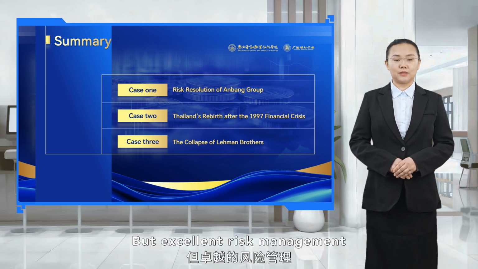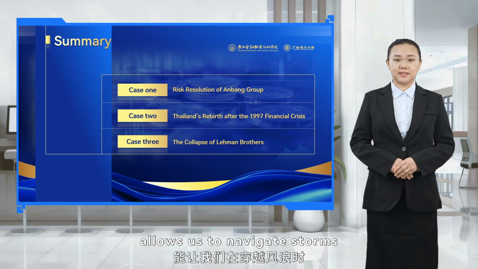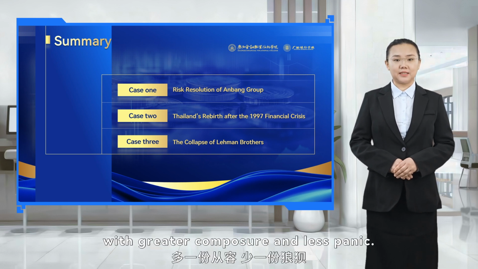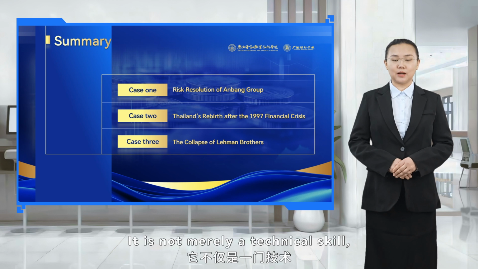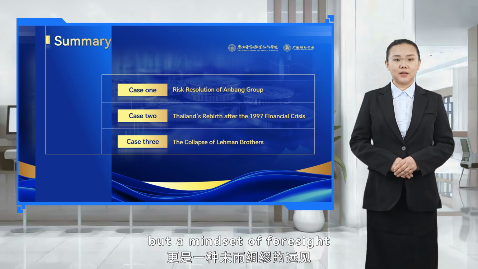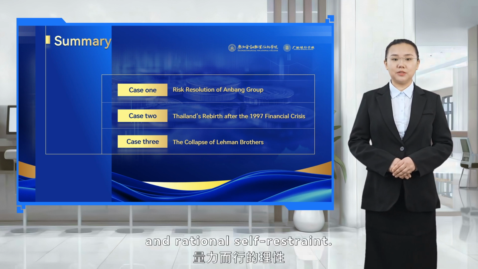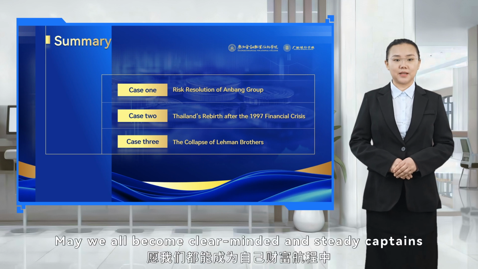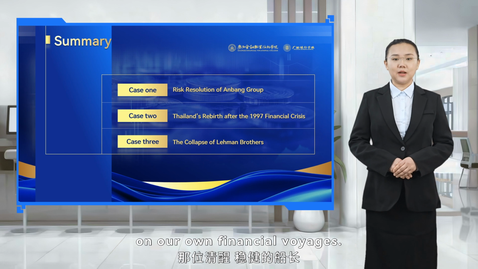But excellent risk management allows us to navigate storms with greater composure and less panic. It is not merely a technical skill, but a mindset of foresight and rational self-restraint. May we all become clear-minded and steady captains on our own financial voyages.